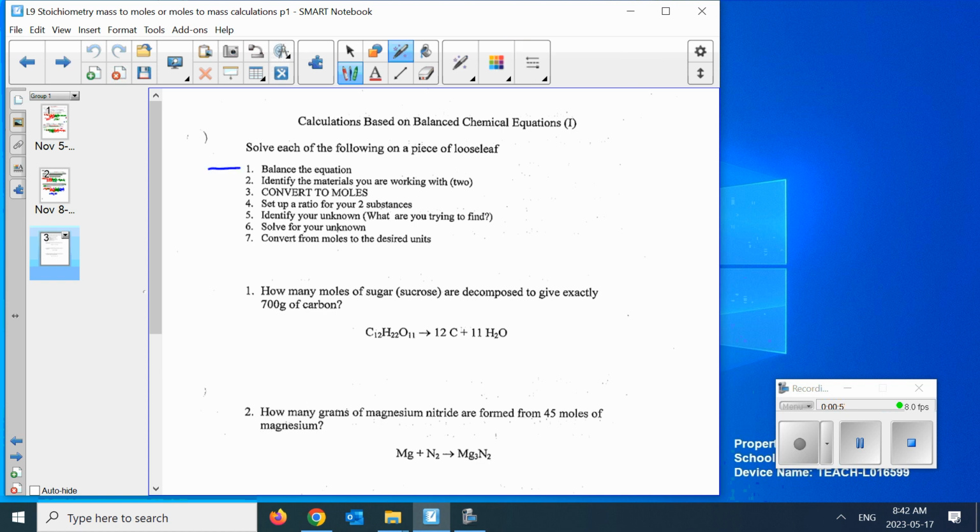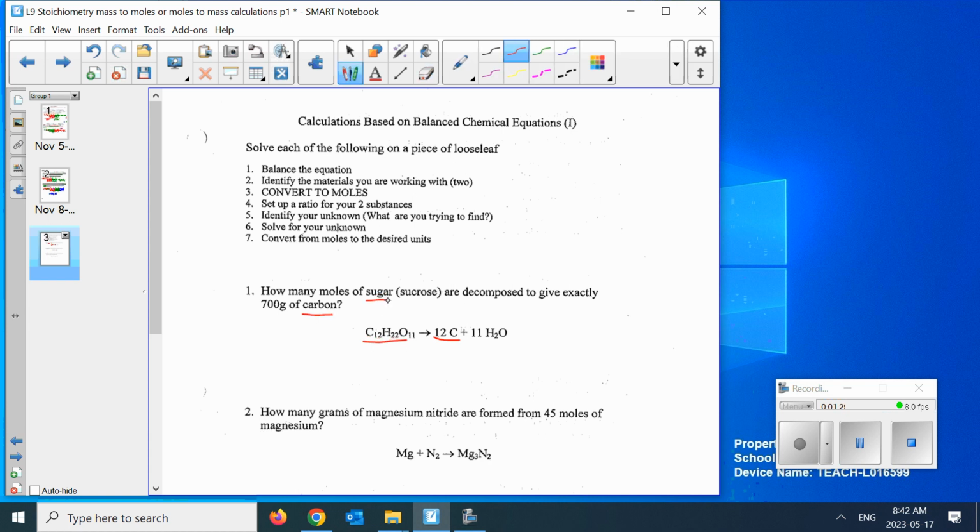Anyways, talking about this. Balance the equation. Always scan an equation to make sure. Identify the materials you're working with. So you read this carefully, and I see that, okay, it's sugar. Some of these things aren't things you write down. But I'm working with sugar and carbon. So I see that and I think to myself, it's this sugar and it's this carbon. The water isn't really used here. This is what I'm doing, right?